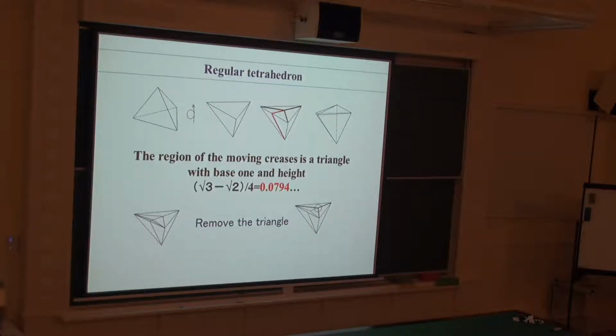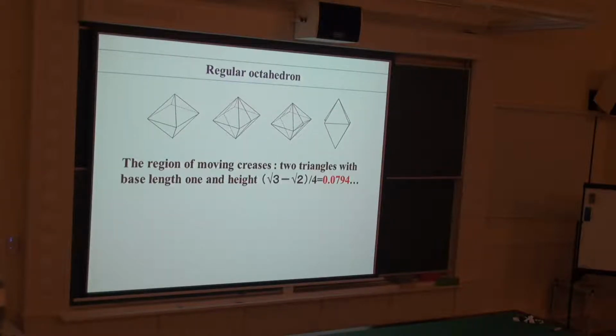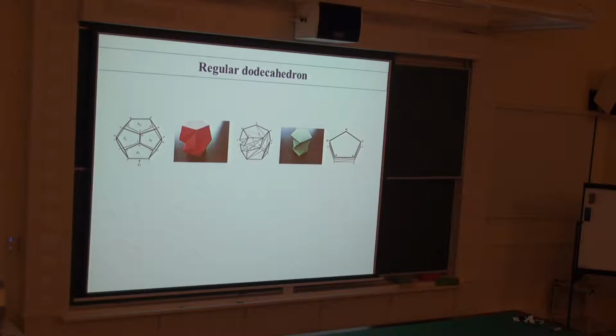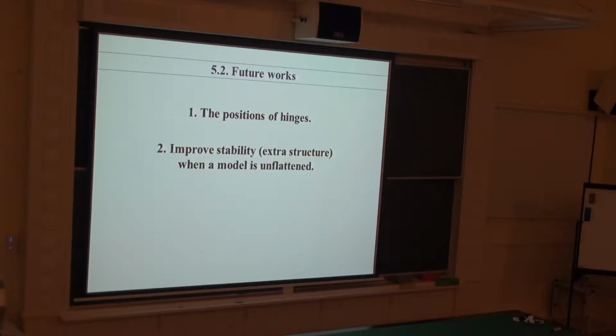But how about others? For the regular tetrahedron, we know how to get the flat folded states, and we know the region of the moving creases, a very small area. And also, we know for the regular octahedron, a very, very small area here. And also, we know how to flatten the dodecahedron to get to the flat state like this. We know that. But the problem is, where is the position of hinges?